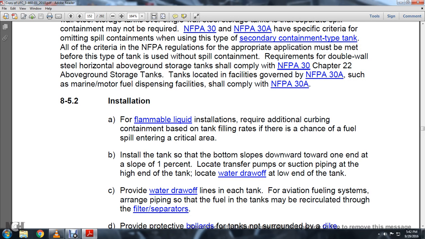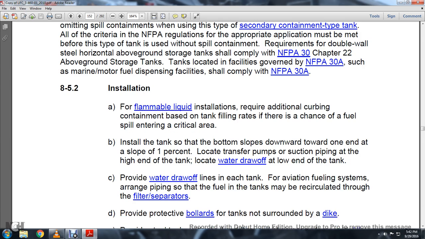Install the tank so that the bottom slopes downward toward one end at 1%. Locate the transfer pump suction piping at the higher end of the tank. Locate the water draw off at the lower end of the tank. Provide water drain-off lines for each tank of the aviation fuel system, arranging the piping so that the fuel in the tanks may be recirculated through the filter separator.